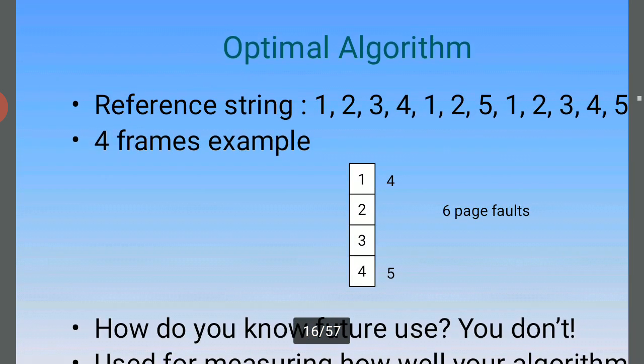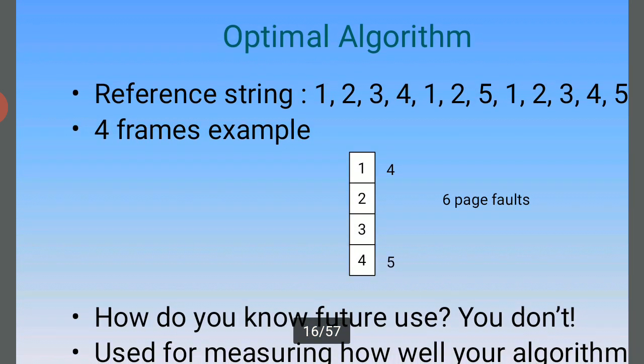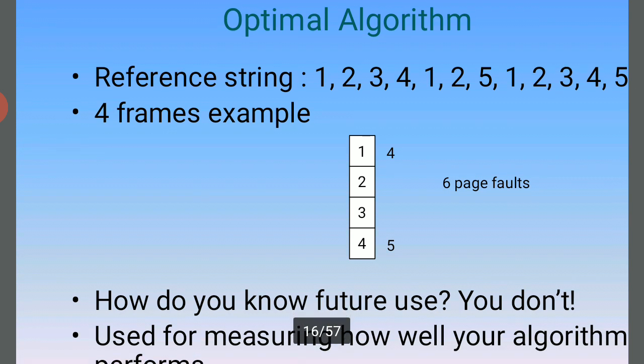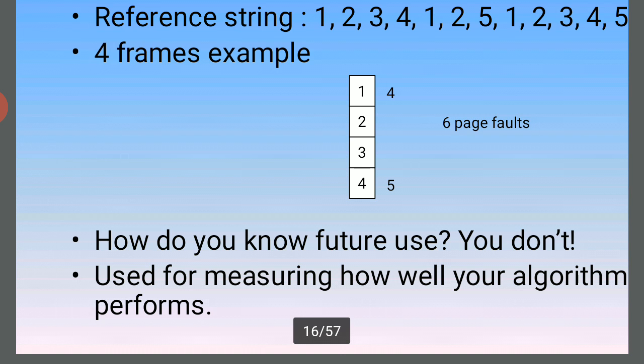In the optimal algorithm with the reference string 1 2 3 4 and 4 frames, the example has 6 page faults. How do you know the future use? You don't. It is used for measuring how well algorithms perform. So an operating system mainly depends on page replacement.